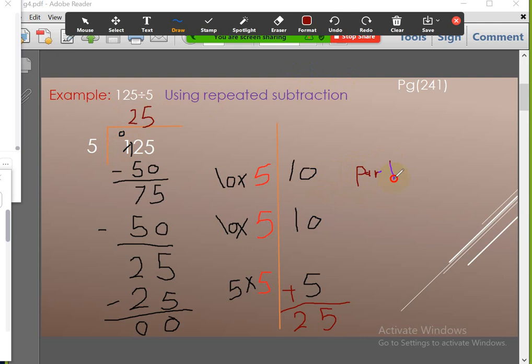Okay. This is part 2, and this is part 3. So look, the quotient here is divided into 3 parts. That's why we name this method partial quotient. And partial quotient depends on repeated subtraction, the strategy that we learned yesterday. What's your question, girls?